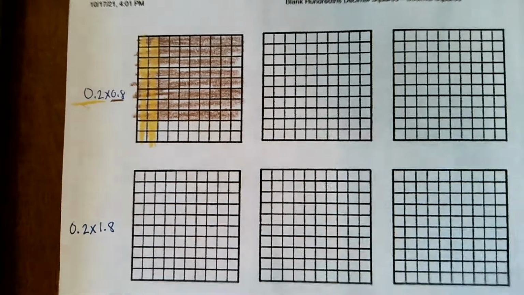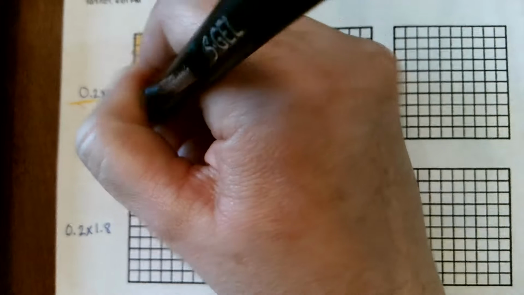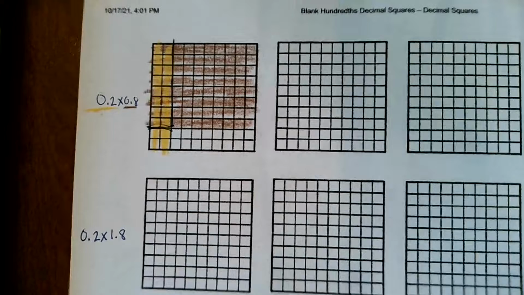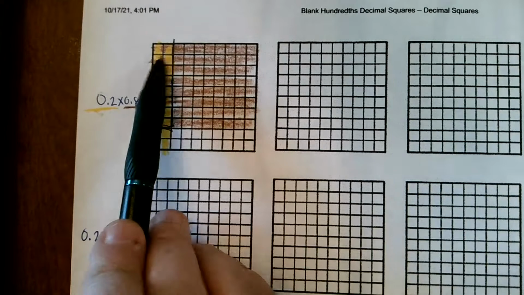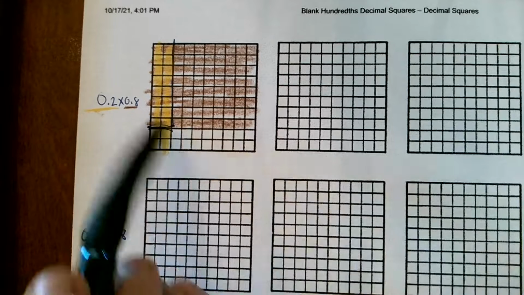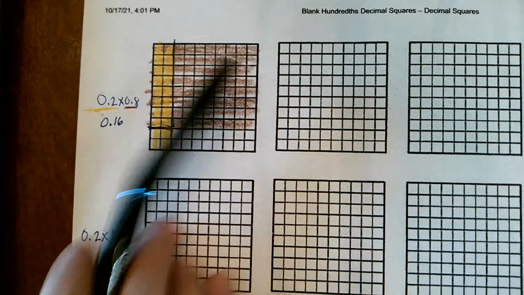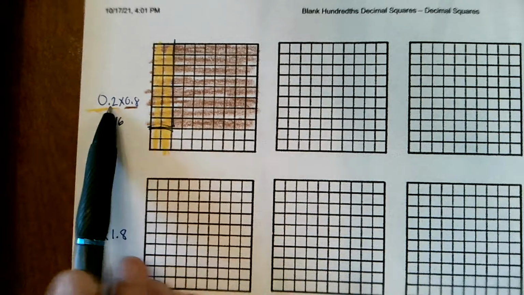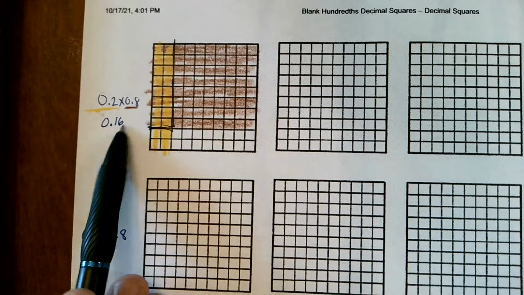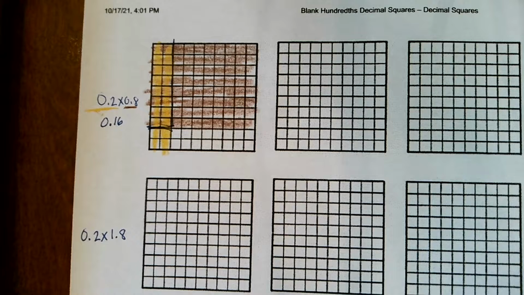And whatever is overlapping, so my overlapping area is right here. That is my answer. Whatever is overlapping is my answer. So my answer would be 1, 2, 3, 4, 5, 6, 7, 8, 9, 10, 11, 12, 13, 14, 15, 16 hundredths. And again, once we get them to understand this, we are going to move to knowing that 2 times 8 is 16, and there are 2 numbers behind the decimal point, so they need 2 numbers behind the decimal point here as well. But we need to show them the models first.